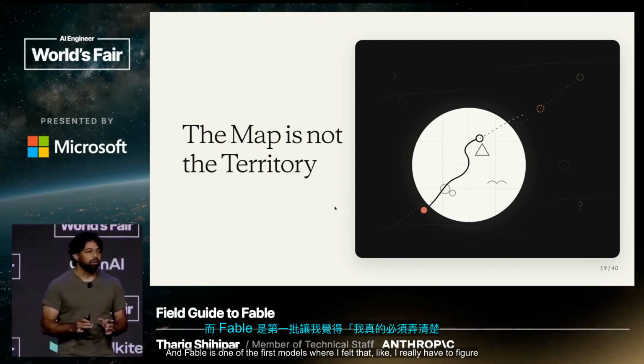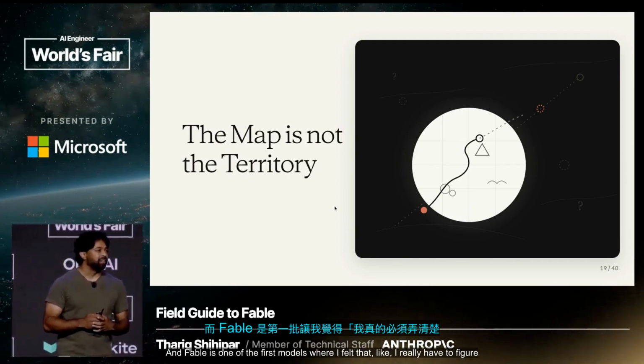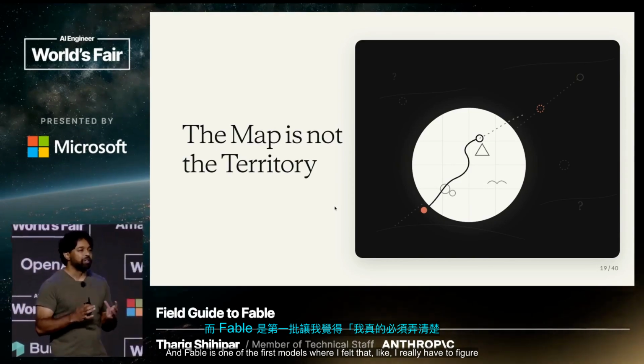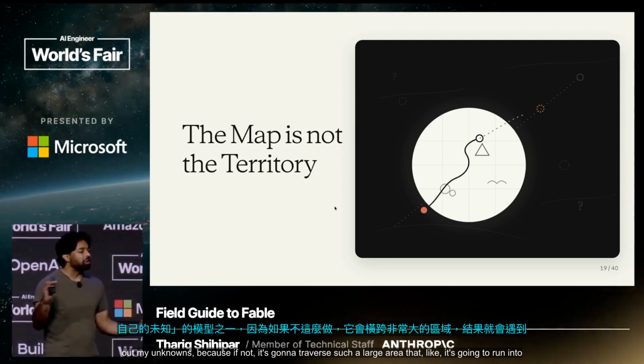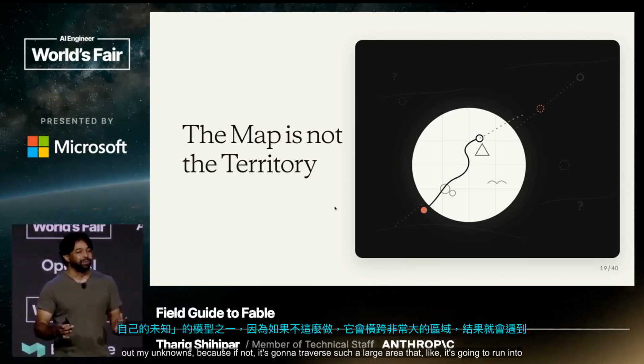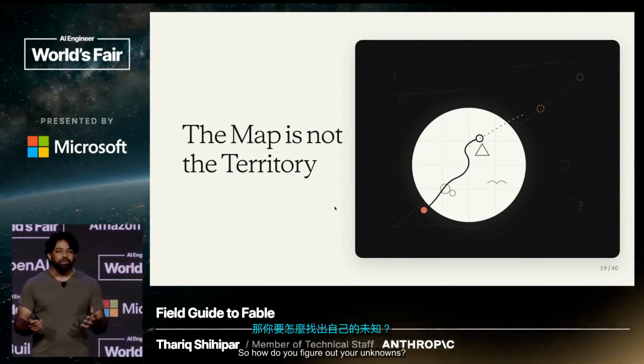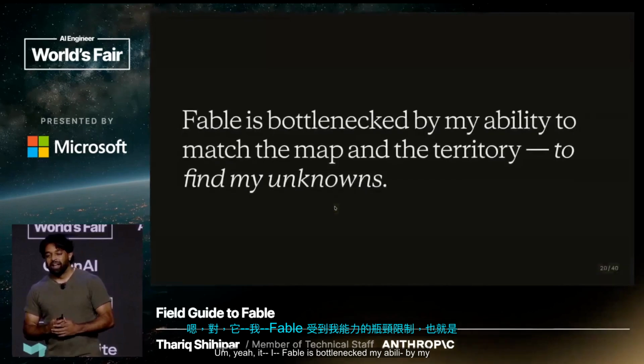And Fable is one of those first models where I felt that I really have to figure out my unknowns, because if not, it's going to traverse such a large area that it's going to run into a lot of them. So how do you figure out your unknowns?